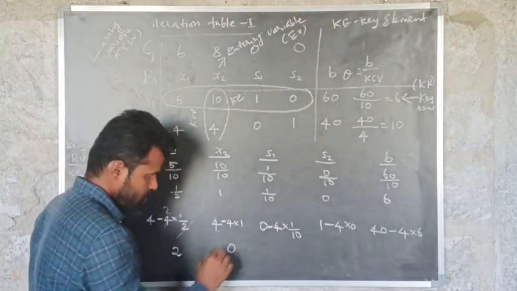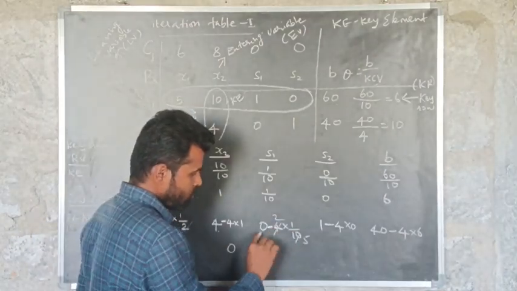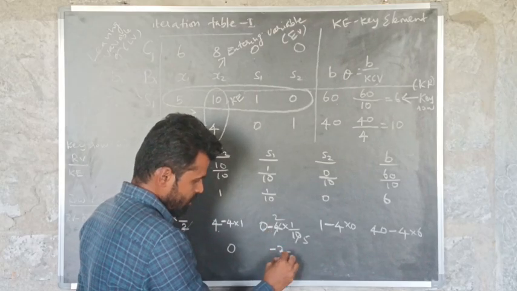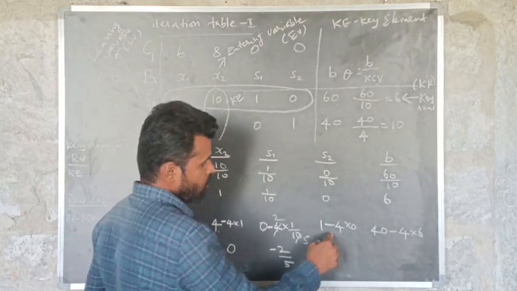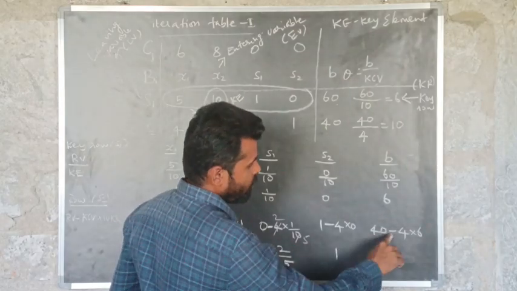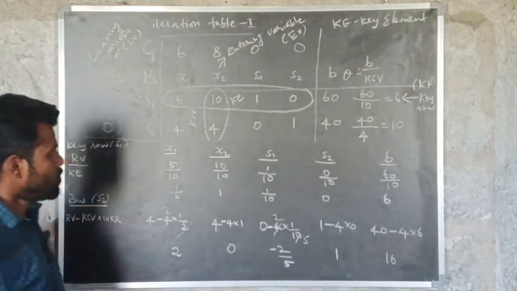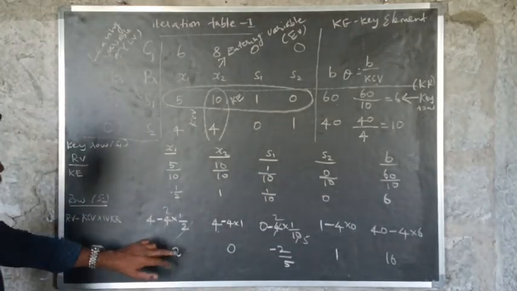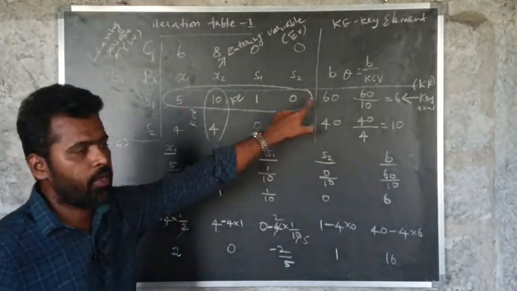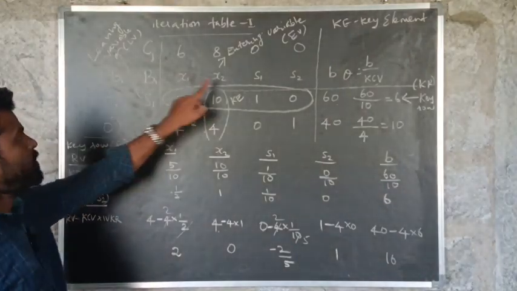4 minus 4, 0. Here 2, 5. So here 0 minus 2 by 5, minus 2 by 5. 4 into 0, 0. So 1 minus 0, 1. 40 minus 24 will get 16. So now these values I am going to substitute in the iteration table 2, and in the S1 place it will be replaced by x2.